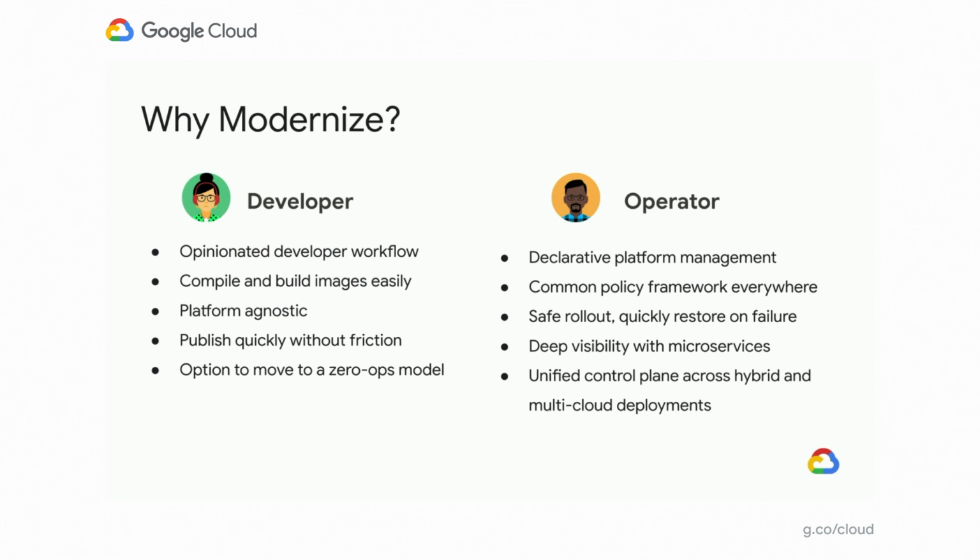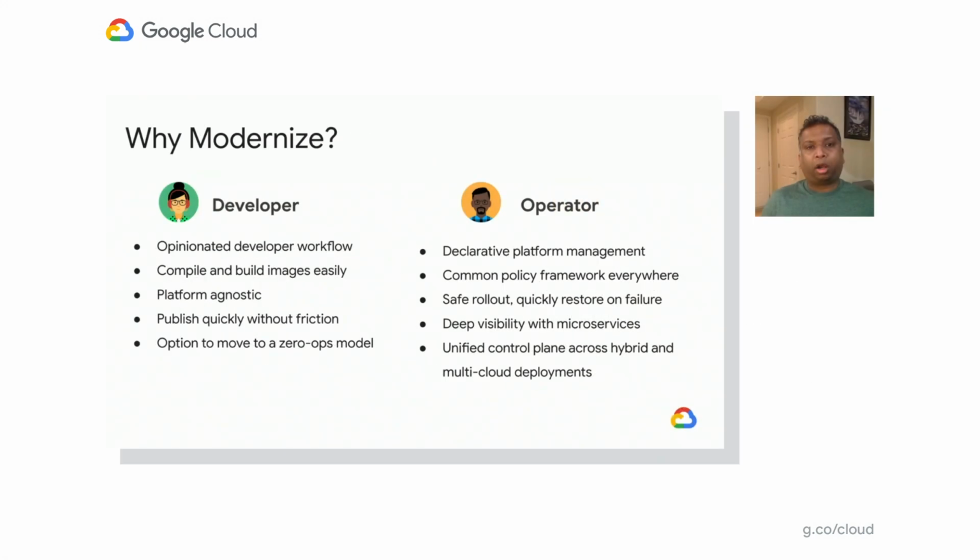On the operator side of the house, they really want declarative platform management. Organizations which have moved to public cloud have used things like Terraform to automate and make it more declarative to create the infrastructure. So they want that same out of their application platforms as well. They want to be able to apply common policies across the enterprise so that they can standardize on how they operate their platforms. They want higher visibility into microservices because enterprises are increasingly adopting microservices, and it is vital to them to understand the information behind those.